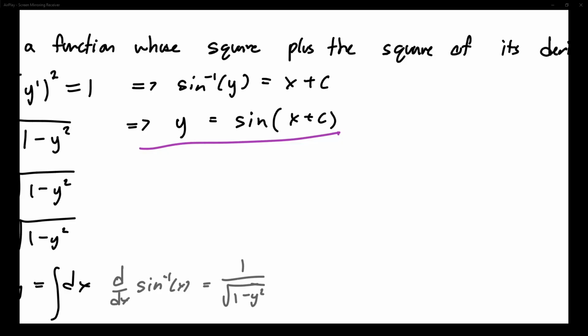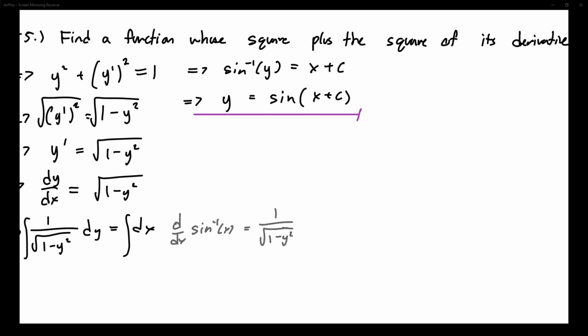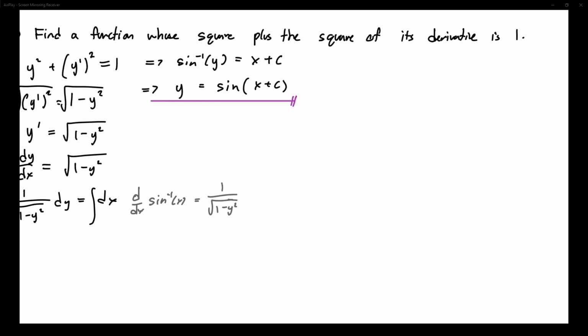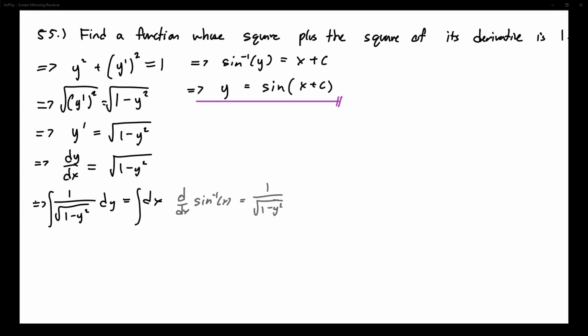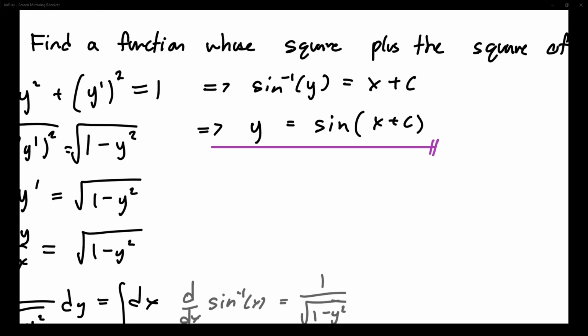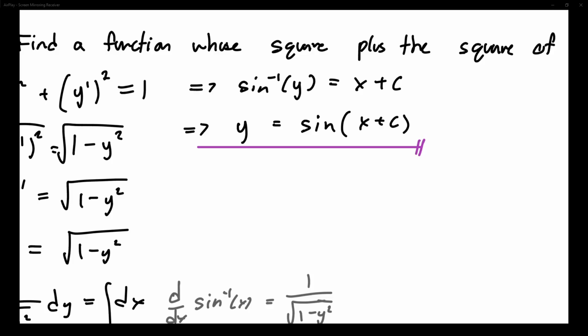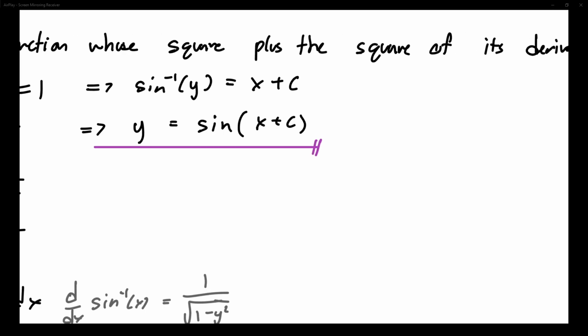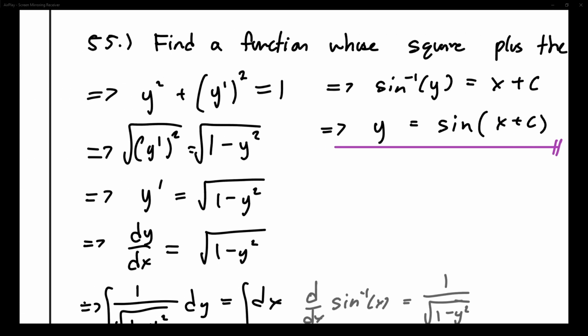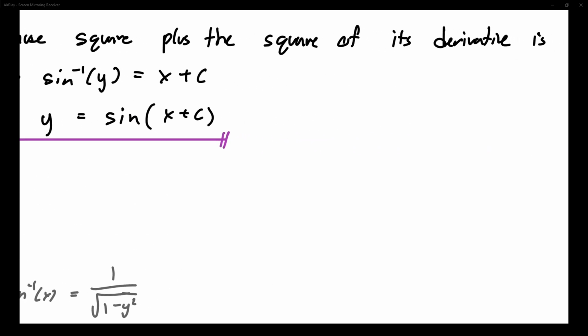And if you think about it, a function whose square plus the square of its derivative is 1, sine fits perfectly into this equation. So we have y squared plus y prime squared equals 1. You probably see where I'm going with this. We have sine of, let's just say sine of x. Let's drop the c. Let's say c is equal to 0.